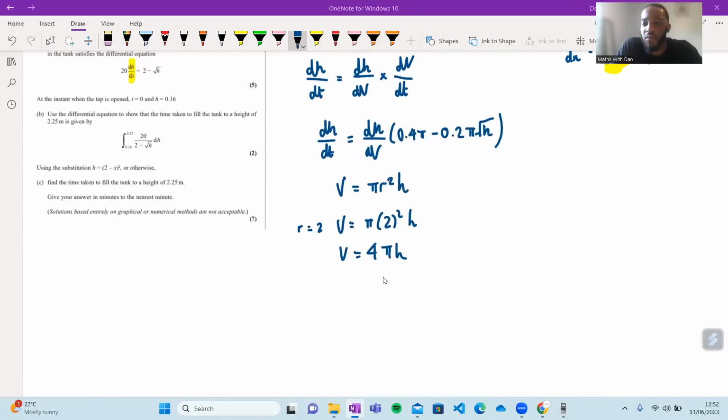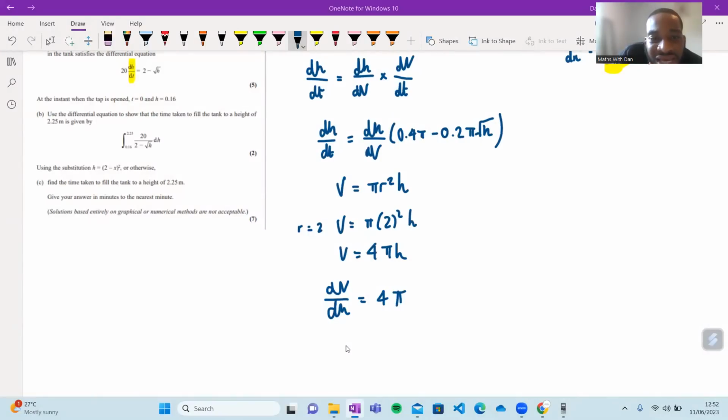We've got V is equal to 4 pi H. So differentiating V with respect to H, because we have V here in terms of H, dV by dH is just equal to 4 pi, because remember, 4 pi is a constant, so it disappears.